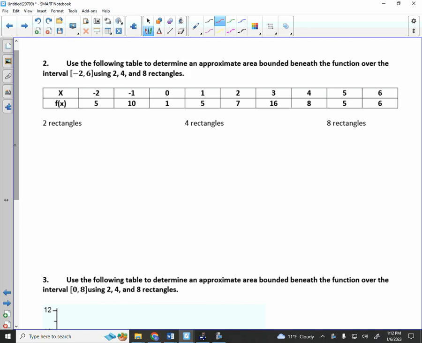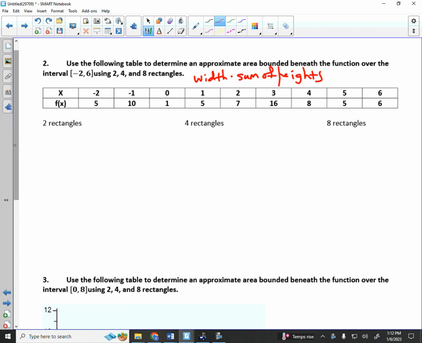Thank you. Okay, the next one. It says, use the following table. And it says, use the table to determine the approximate area bounded beneath the function from -2 to 6 using 2, 4, and 6 rectangles. Or 8 rectangles. Now, here's the difference. Are you given an equation this time? No. No worries. We can still do it. We are going to use this formula. The width times the sum of the heights.